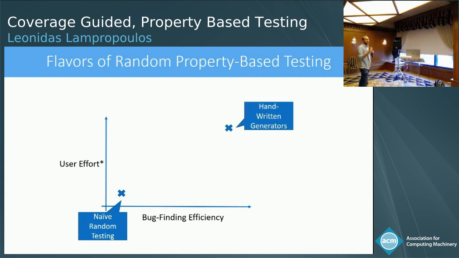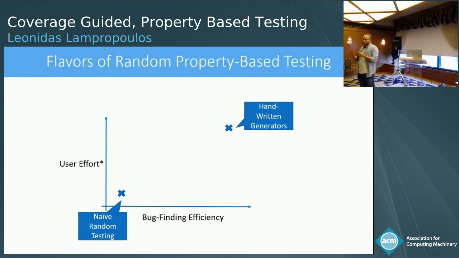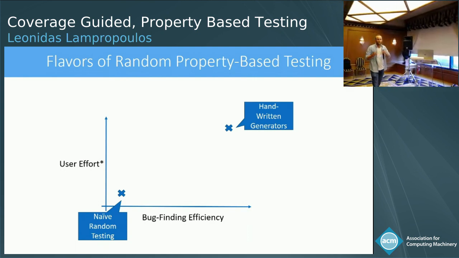On the top right, we have handwritten generators. We can write complicated programs that generate inputs with whatever distribution you want. And this can lead to amazing results. Consider, for example, Csmith. It uncovered hundreds of bugs in GCC and LLVM, and it was a research contribution, right? It was a paper in its own right. So what's there in the middle?